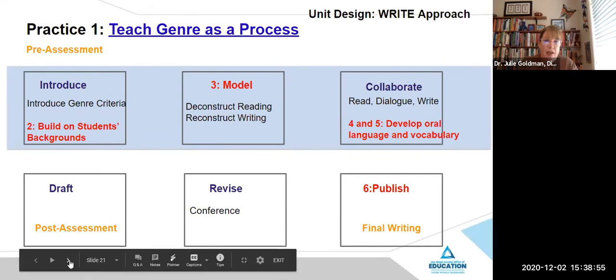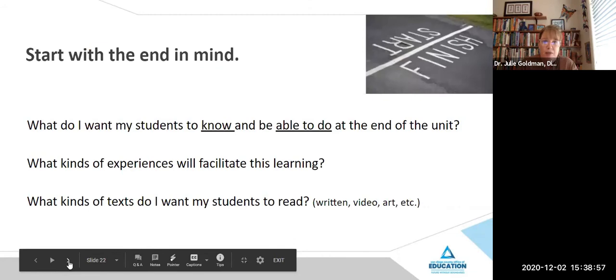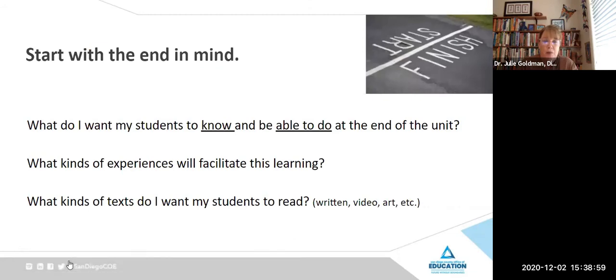So you might think, where do I start? Where do I even start this whole process? Well, we start with the end in mind. What do I want my students to know and be able to do at the end of the unit? What kinds of experiences?